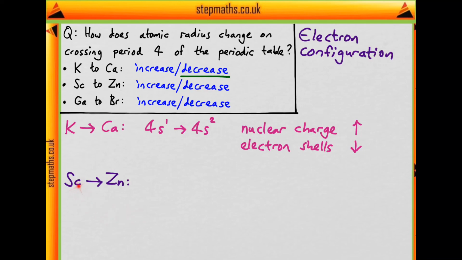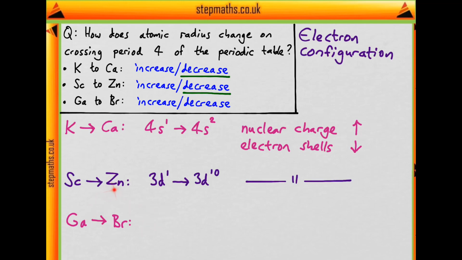So next, from scandium to zinc, what's going on here? So we should know that scandium is at the start and zinc is at the end of the transition series. So what does this mean for the electron configuration? Scandium is 3d1 and zinc is 3d10. So similarly to before, what's going to happen to the radius? So we're staying in the same subshell for electrons and we're increasing the nuclear charge by 10. So we're going to have the exact same analysis. So what's going to happen to the radius? This will also decrease.